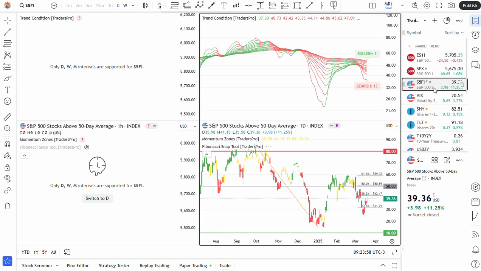We're seeing the trend condition on the breadth of the market, the number of stocks above the 50-day moving average in the S&P 500 sitting at 40. And so that means that 60% are still under that 50-day, in a downtrend and bearish. So we've got majority bearish still on breadth.